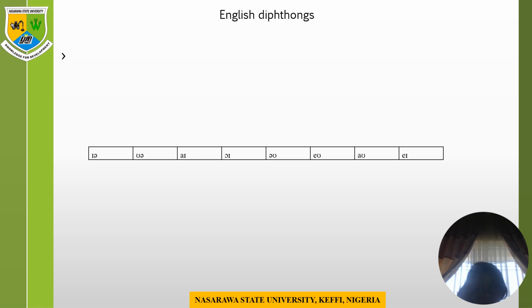And then the diphthongs, the English diphthongs. We have the ear, and the I, and the oi, and the ow, and then the a.